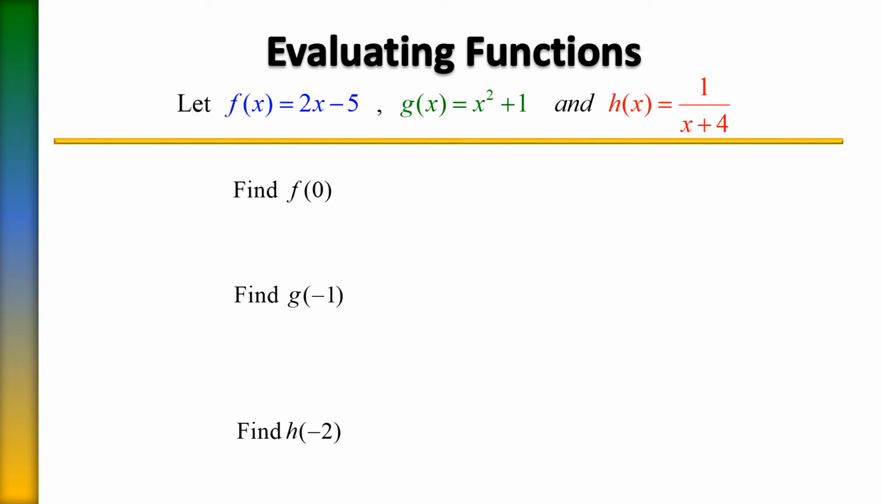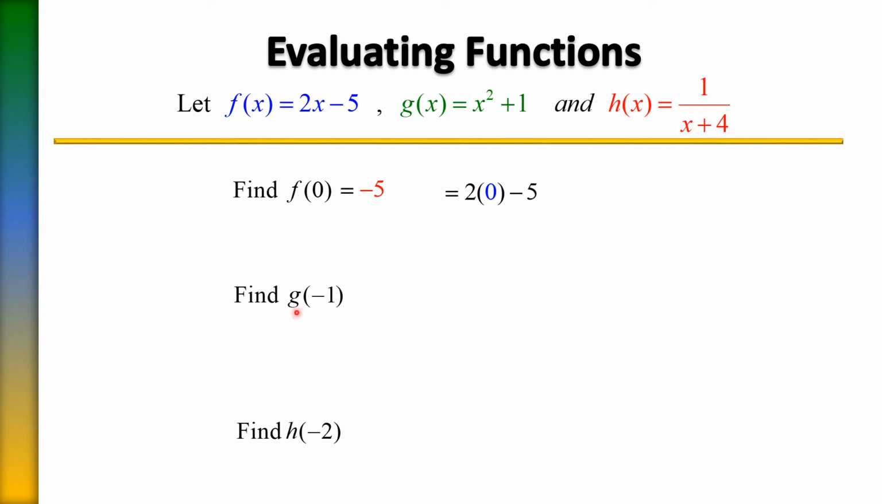So in the first example, we're asked to find f of 0. So we need to go to the f function. It has nothing to do with the g or the h function. So we're going to go to the f function, and into this function, we're going to plug in an input value of 0. So that means we're going to remove the x. It goes in x's place always. Remove the x and replace it with 0. When we do that, it's going to look like so. And we can clearly see here that what we're going to get for an output is the value of -5. So f of 0 equals -5.